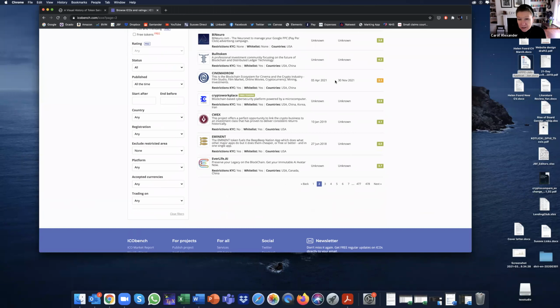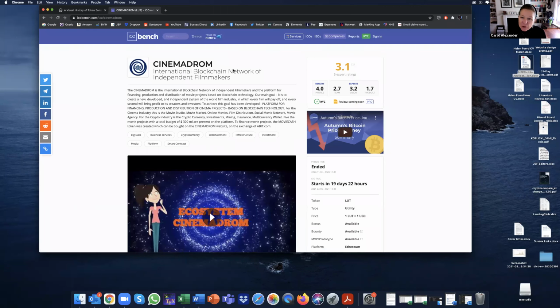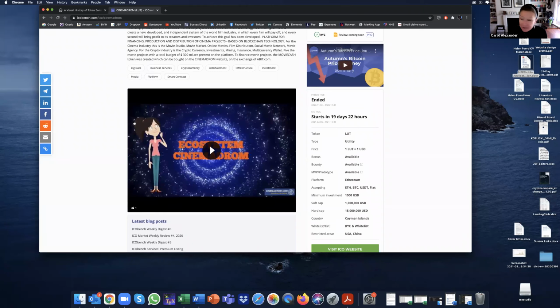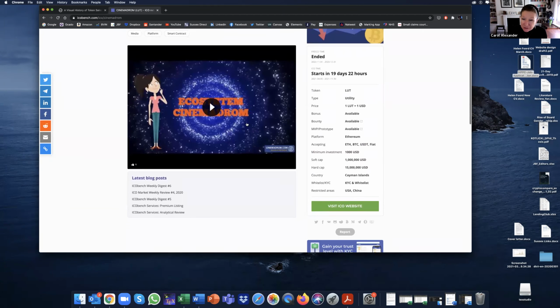This is going to be a very long one. Typical time for an ICO is only about a month, but this is planned for about 6 months. This is a blockchain ecosystem for cinema, film studios and so forth. I mean, any project you like. Let's have a look at Cinematron, shall we? Okay, so the ranking site will give you information. I have never looked at this before, but they've made themselves a little video. They call themselves a utility token, and it's going to be called LUT. Starts in 19 days, 22 hours.